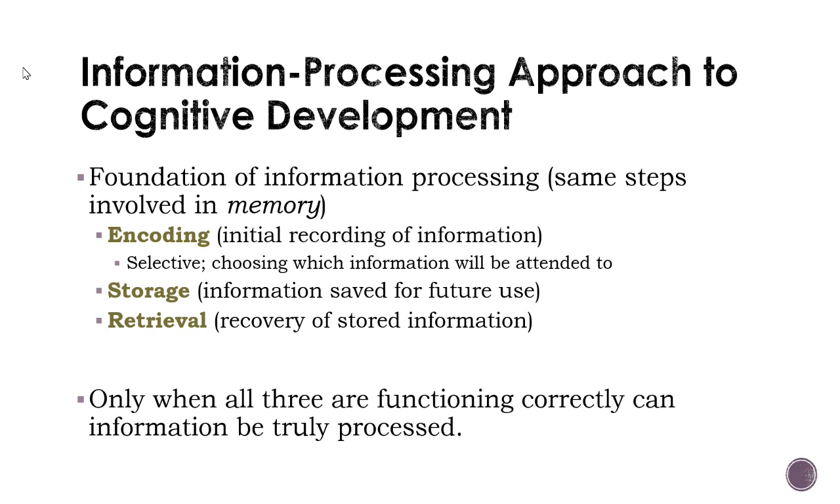Then we've got the storage step. This is where we find somewhere to put it. We save that information for future use. And then the retrieval, exactly what it sounds like. We are retrieving that information. We are pulling that information back out of storage. We are recovering it so we can use it. And only when all three of these are functioning correctly can we really process information. That's the only way that we can actually remember the information.